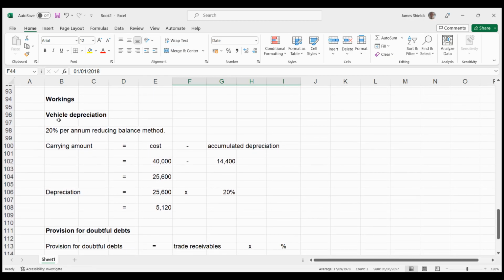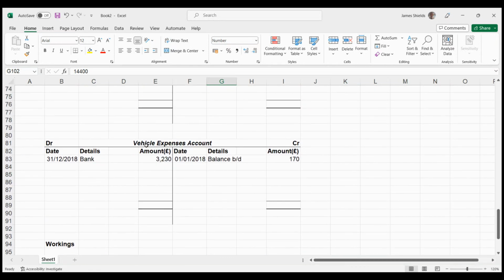So vehicle depreciation, I've copied down from the question as 20% per annum reducing balance method. For the reducing balance method, we need to know what the carrying amount is, then we multiply that by the percentage. So the cost we're told in the question was £40,000. Accumulated depreciation is the amount in my provision for depreciation account, so I'll go back to that to show you.